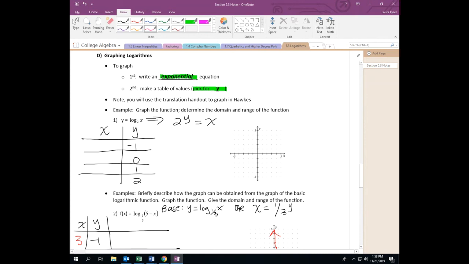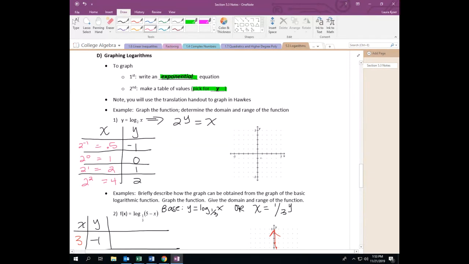So I start with -1, 2 to the -1 power, and you can put that into the calculator and it will give you a decimal, which is fine. You're going to have to estimate where any of these decimals are. But 2 to the -1 power is 0.5. 2 to the 0 power is 1. 2 to the first power is 2. And 2 squared is 4. So all I did was plug each one of these values in as the power, and that's going to give me my x coordinates, because again we had to switch these.